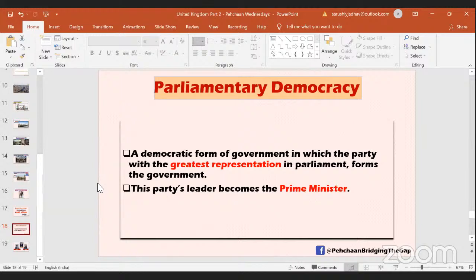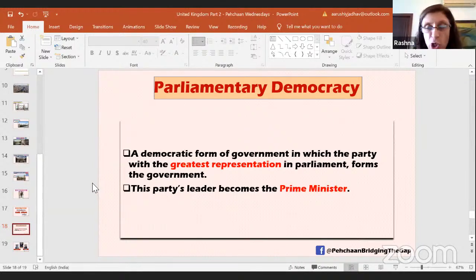We can say majority party. Yes, we can say majority party. Very good. So we all vote, or all the UK people vote, and that is why it's democratic. Democratic means everybody votes, correct? Everybody votes. The people who are elected form the government, and the party with the majority or the greatest representation forms the government. Easy. And this party's leader becomes the Prime Minister.